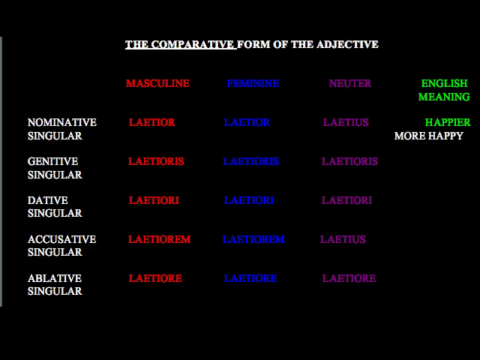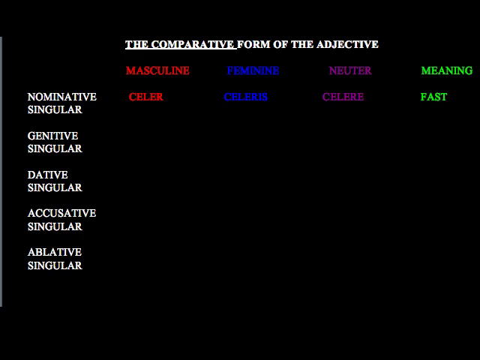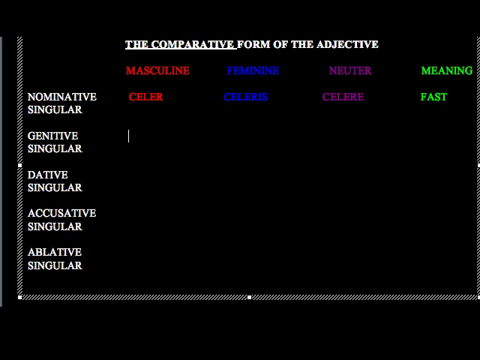Okay, so we have one more of these. This is celer, celeris, celere. And if you remember, the genitive of celer, celeris, celere is celeris. So to get your base, you're going to drop off the -is.